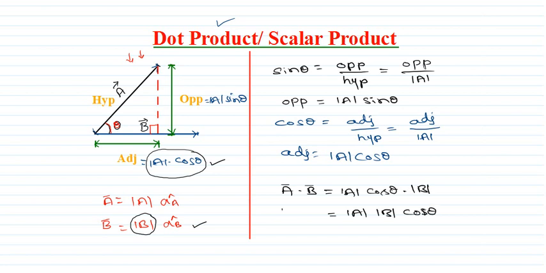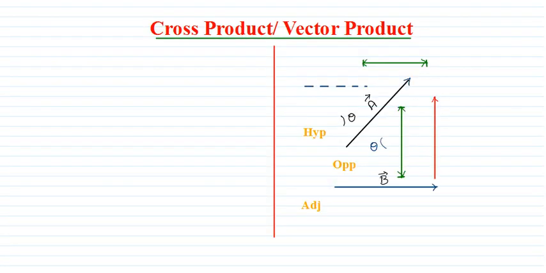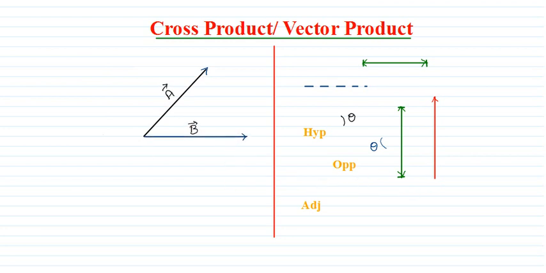Okay, so this is the expression for finding the dot product of two vectors. Now let us move on to the cross product. When we look into the cross product, again I'll take two vectors here. This is my vector A, and I'm taking vector B here. As in the earlier case, they are separated by some angle which is called theta.